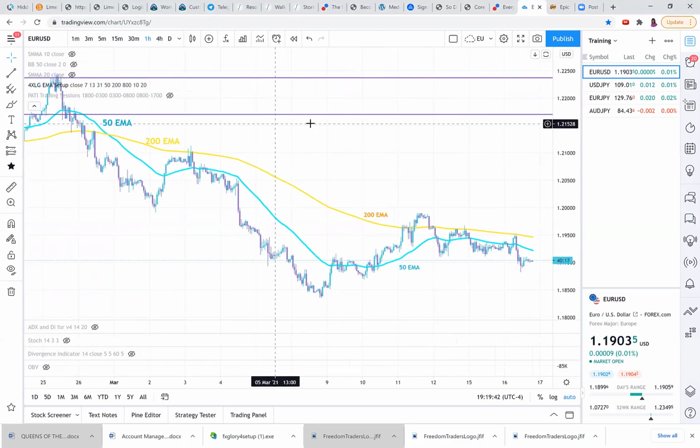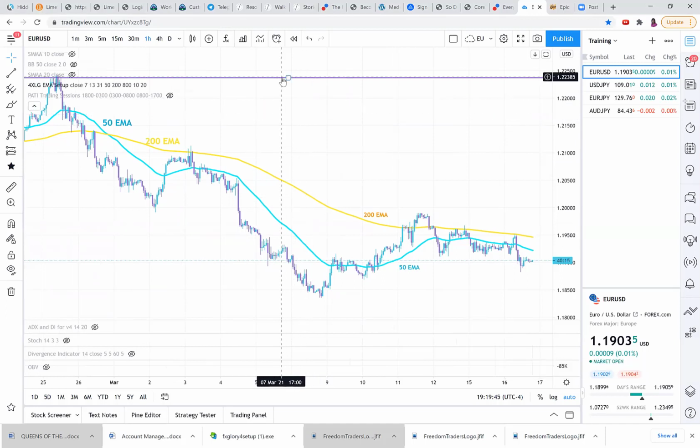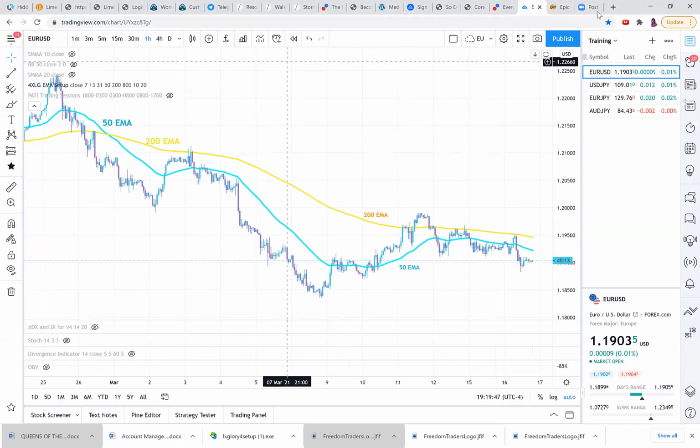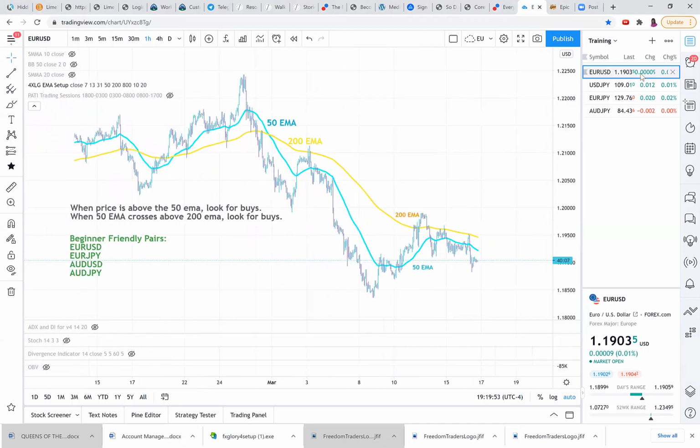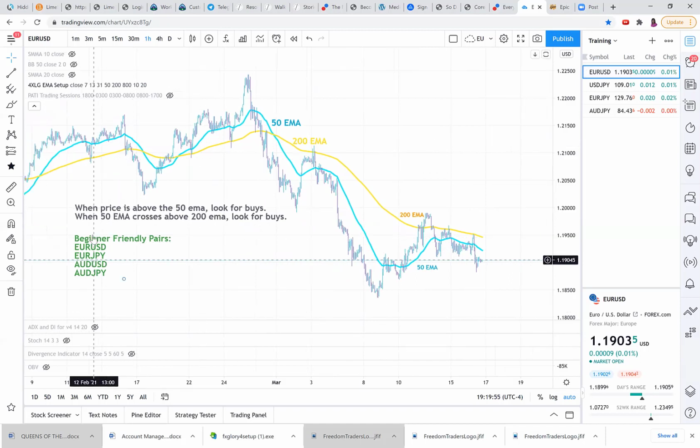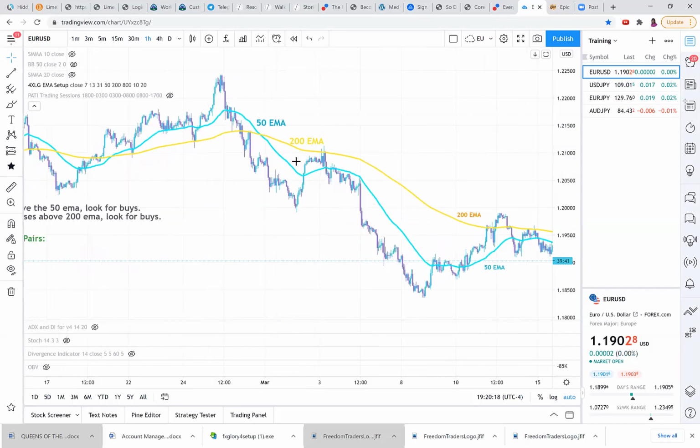So the one thing that we'll do as we study Euro USD is we're going to mark our zones. And we definitely want to see, here are our notes from before. Beginner friendly pairs, as well as when price is above the 50 EMA, look for buys. When the 50 EMA crosses to the 200, oh yeah, that's also what we've highlighted before. You can look for buys as well. So likewise, when price is below the 50, you're going to look for sells. And when the 50 crosses under the 200, take a look at the pips here.